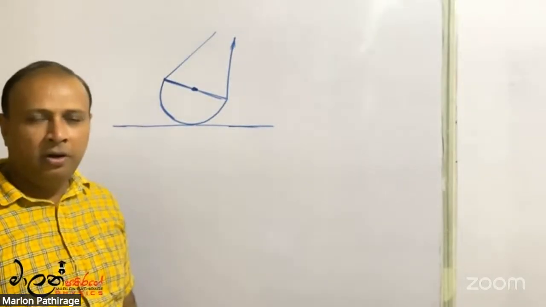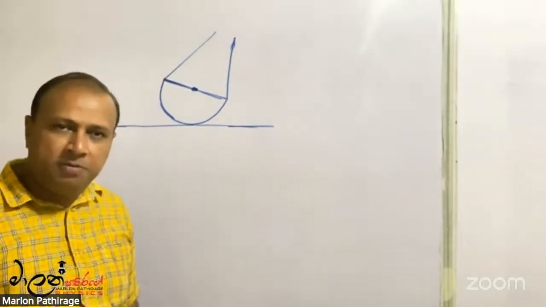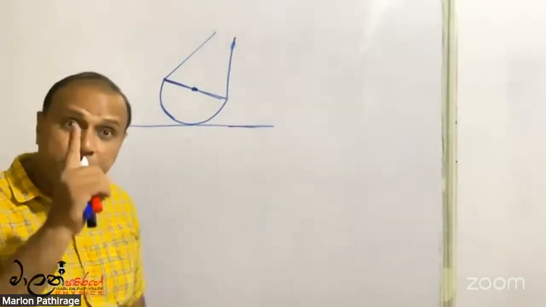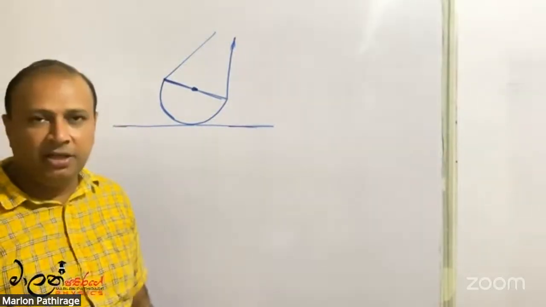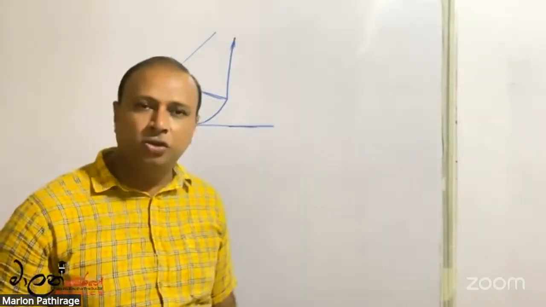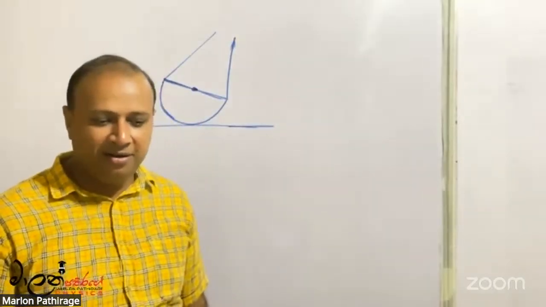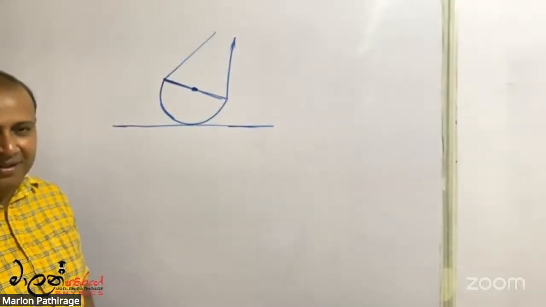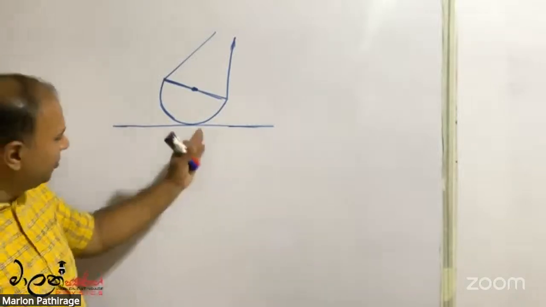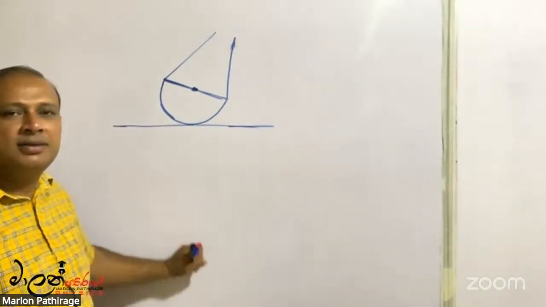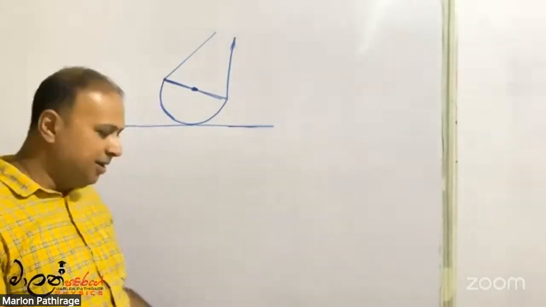You know, if you draw a perpendicular to a tangent, that perpendicular line should go through the center. If you draw a perpendicular to a tangent, then what should happen? Yes, it should go through the center.